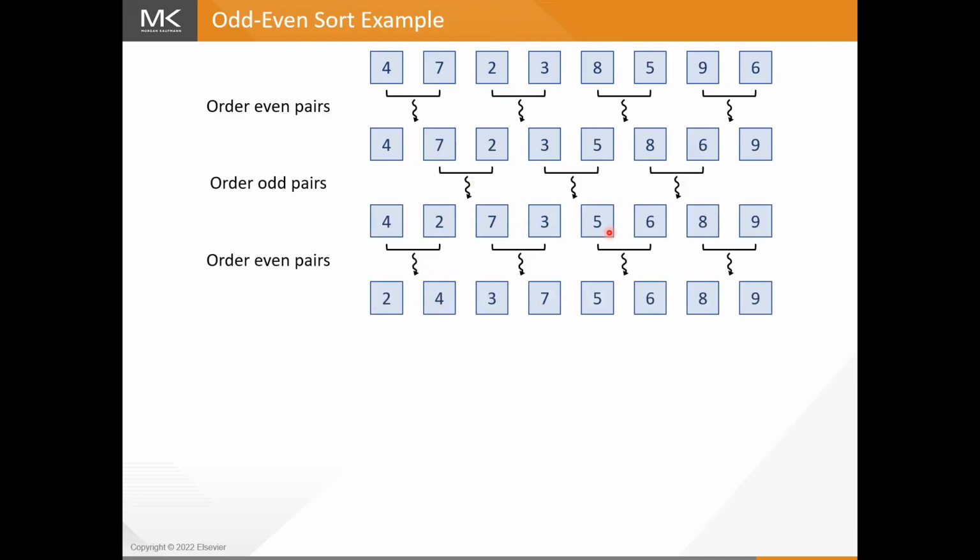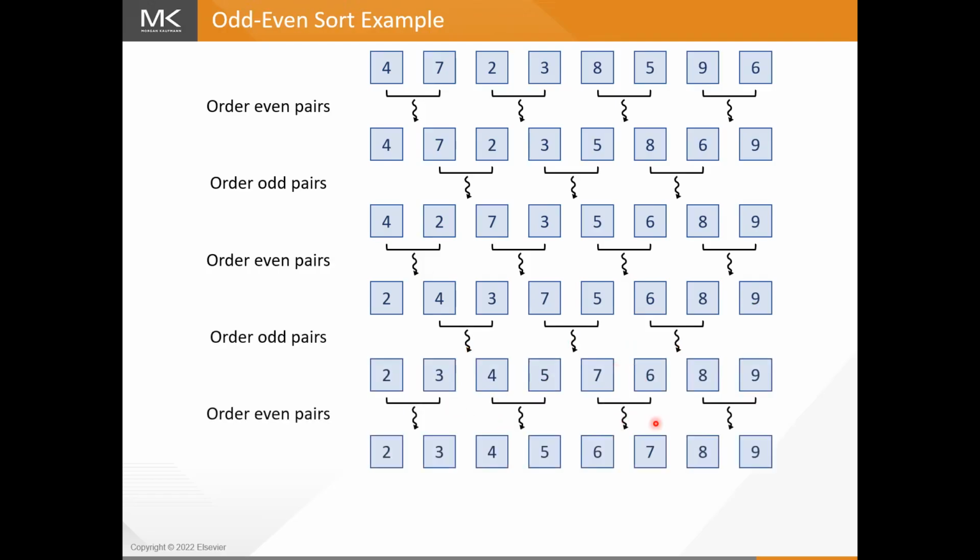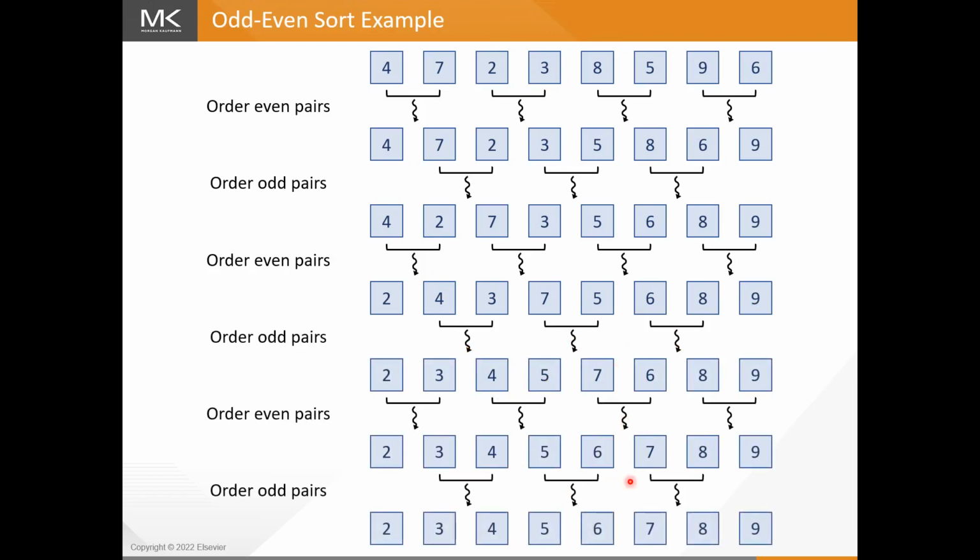Then in the next iteration, I'll do the even pairs, and here I'll get 2 and 4 are sorted, 7 and 3 will become 3 and 7, 5 and 6 will stay, 8 and 9 will stay. Then I will do the odd pairs, so here 3 and 4 will be swapped, 7 and 5 will be swapped, 6 and 8 will stay as is. And then I will do the even pairs again, so these are already sorted, 7 and 6 will be sorted. And then in the final iteration, I'm going to realize that everything is sorted, and I will stop iterating. So this is how odd even sort works.